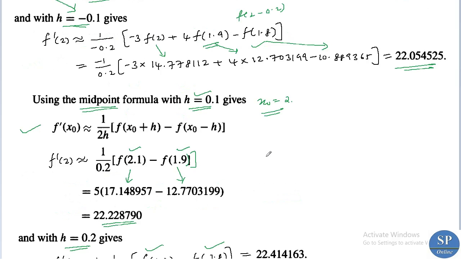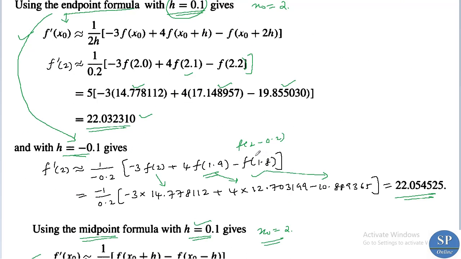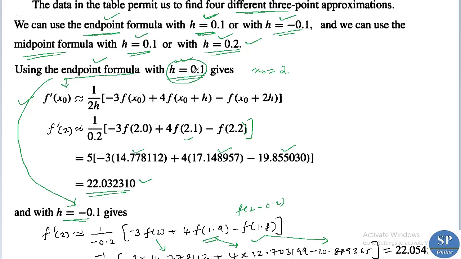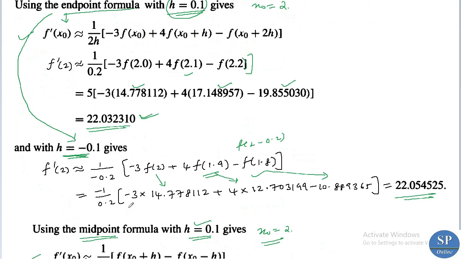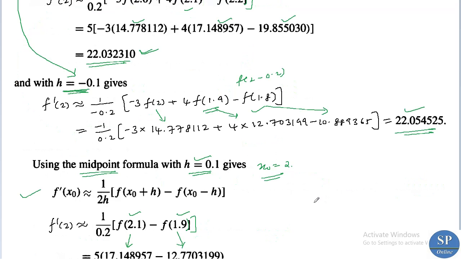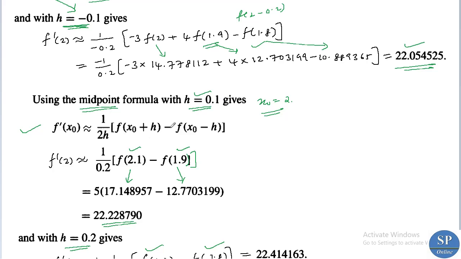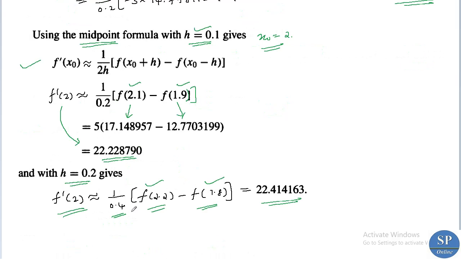So we obtained the approximate value of the derivative of f at the point 2 using the endpoint formula with h equal to 0.1 as 22.032310, and with the endpoint formula with h equal to minus 0.1, f dash of 2 is approximately 22.054525. Using the midpoint formula with h equal to 0.1, f dash of 2 is approximately 22.228790, and using the midpoint formula with h equal to 0.2, f dash of 2 is approximately 22.414163.